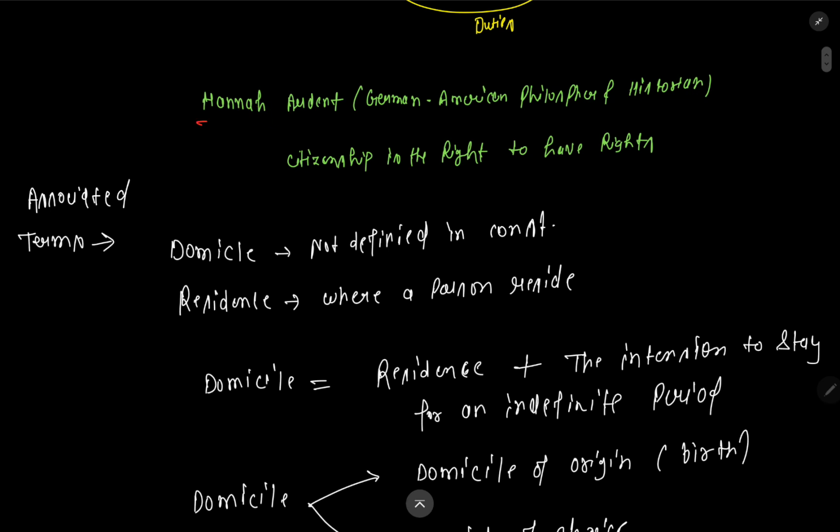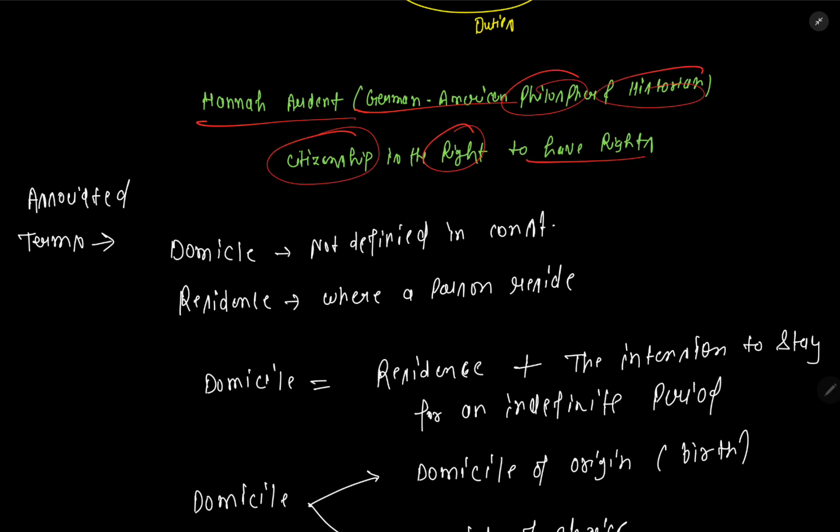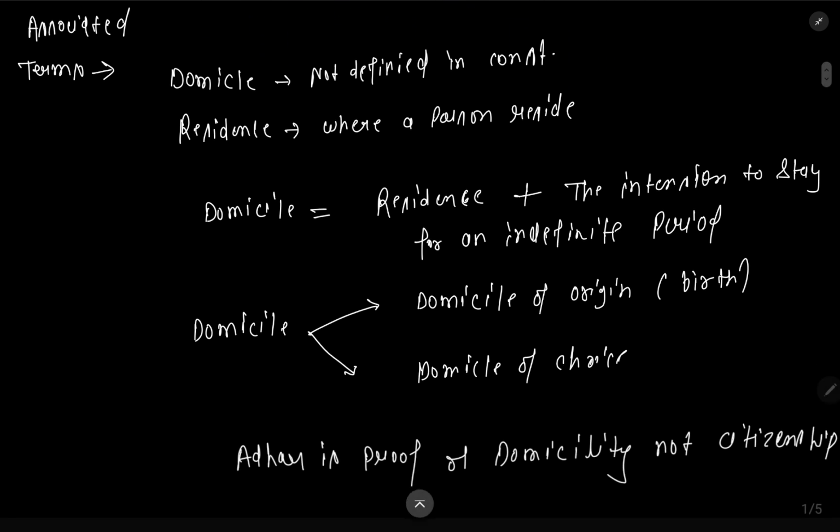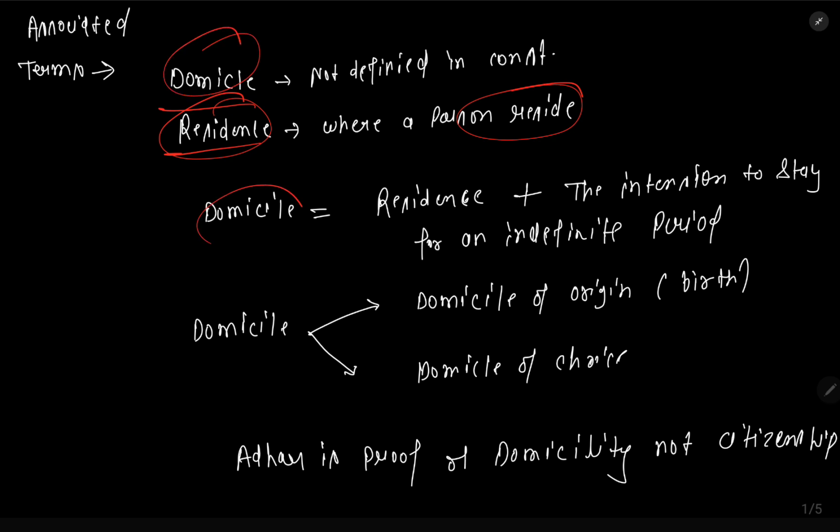Then we talked about Hannah Arendt. She was a German American philosopher and historian. She said that citizenship is the right to have rights. It means if you have the right of citizenship, your window to avail more rights provided in the Constitution of India is open. Then we talked about the difference between domicile and residence. Residence is where you want to reside, but domicile is where you are residing right now and also have the intention to reside for a very long time. Clear? And the word domicile is not mentioned in the Constitution.